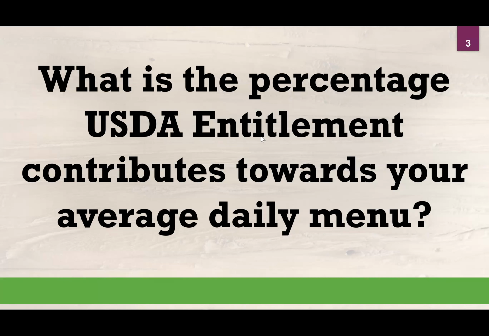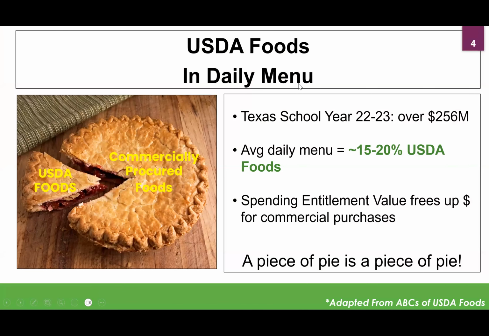Okay, so as you all can see, a lot of your entitlement is used towards your daily menu, which is a great thing, right? So just a breakdown. In school year 22-23 in Texas alone, over $256 million were used for entitlement. And so that's an average daily menu of 15 to 20% of USDA foods. That's a lot when you think about it as a whole. That's a lot of entitlement that has been used. And just remember, entitlement frees up money for commercial purchases. So the more entitlement that you're using, the more money that you have to use in other places.